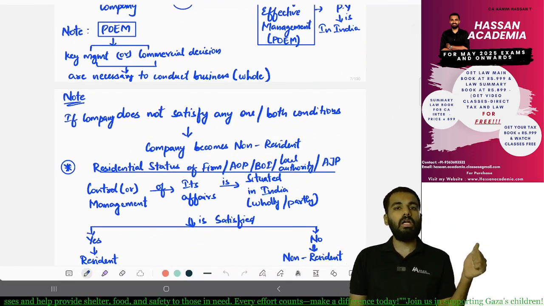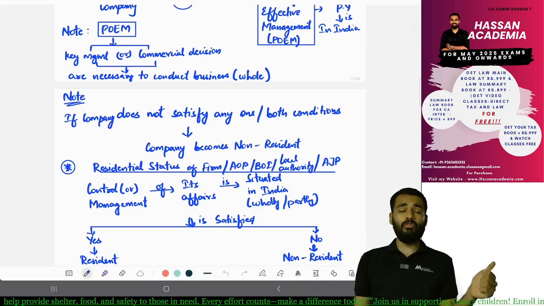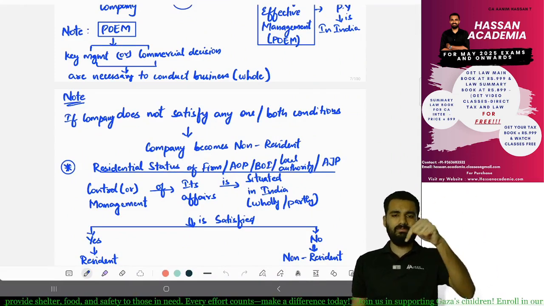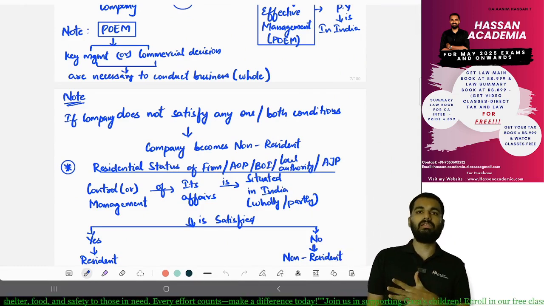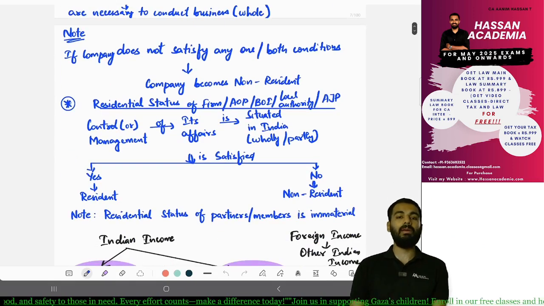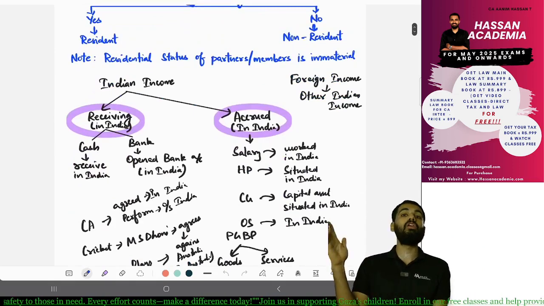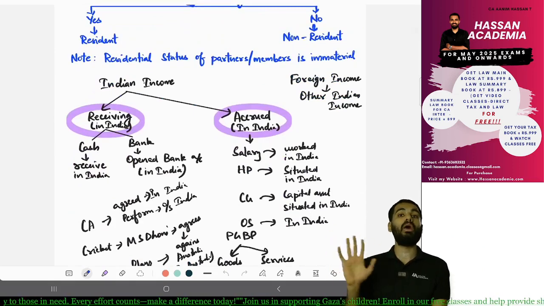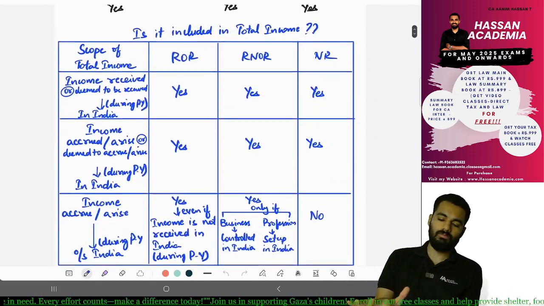So what about firm, AOP, BOI, artificial juridical person, local authority? If your control or management of its affairs is situated in India, then yes, resident. If not, you become a non-resident. The same as HUF. Yes. For persons other than individual and HUF, there is no ROR or RNOR. Only it is resident or non-resident.